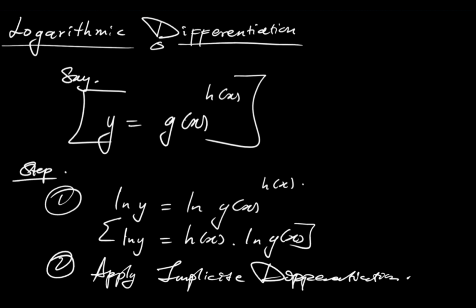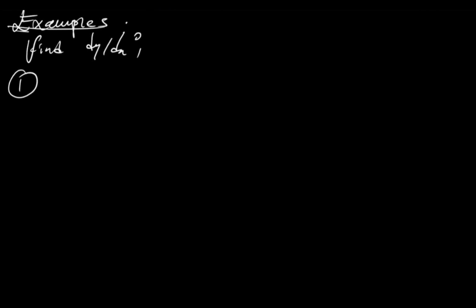Alright, the only way we understand this is with a few examples. I'll give only 3 examples for this video. Suppose we've been told to find dy over dx, and question 1 is y equal to x to the x. So you have y as a function equal to a function x raised to another function x. Let's just follow the steps.